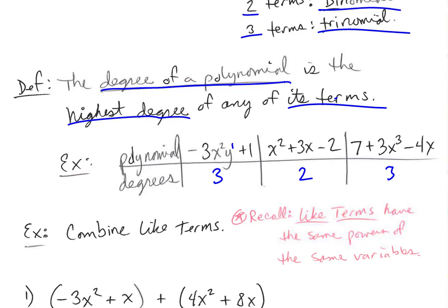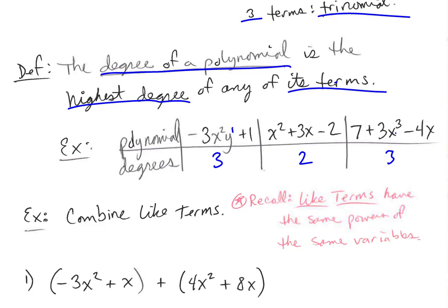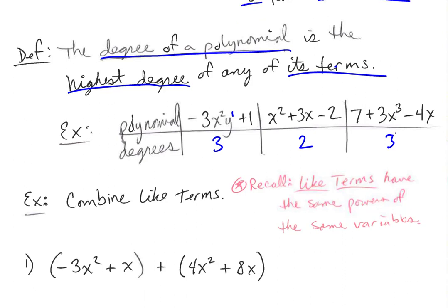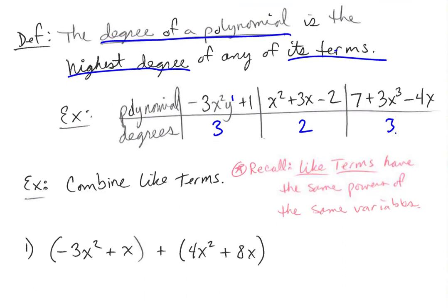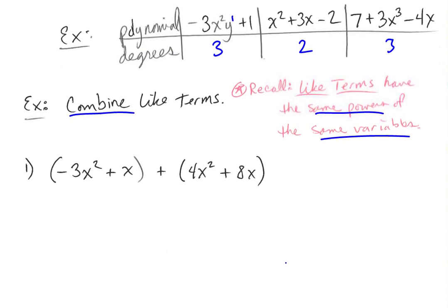Now, once you understand terms and polynomials and degrees, we can do lots of things with them, lots of algebra with them. So let's start with an example where we want to combine like terms. Now recall, like terms have the same powers of the same variables. So we're going to use that known definition of like terms and combine them by adding or subtracting the terms given. Our first example has a collection of some terms.